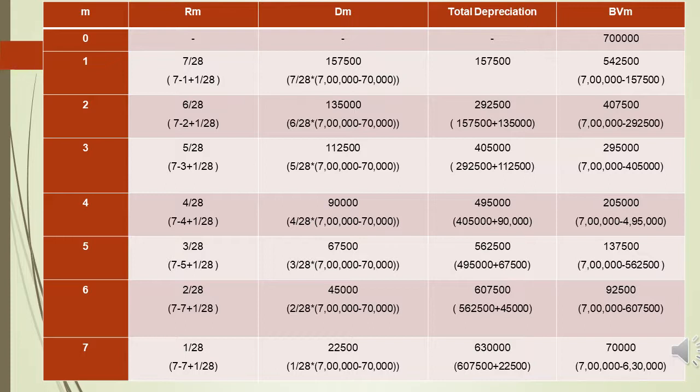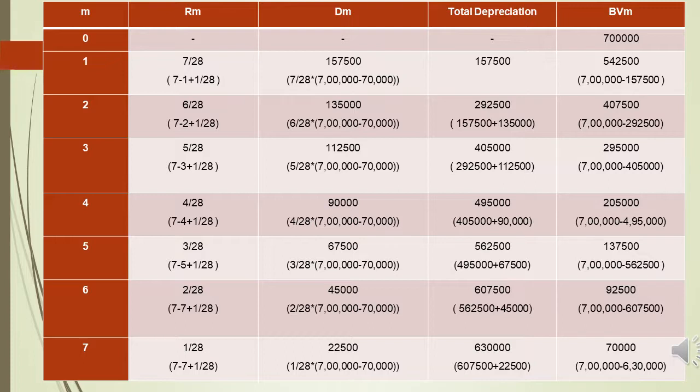Next I will be calculating the BVM value for the second year. So I am going to deduct from 7 lakh the total depreciation of the second year, that is 7 lakh minus 2,92,500. So my answer will be 4,07,500. Next I will be calculating the BVM value for the third year. So I am going to subtract from 7 lakhs the total depreciation of the third year. So 7 lakh minus 4 lakh 5,000. When I deduct, I will get the answer as 2,95,000.